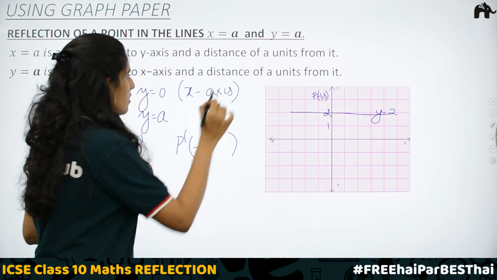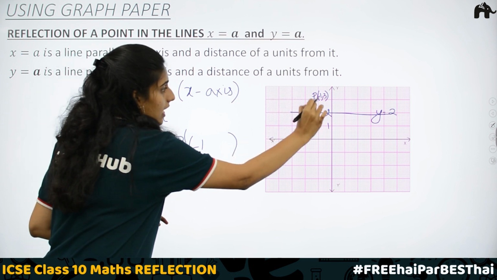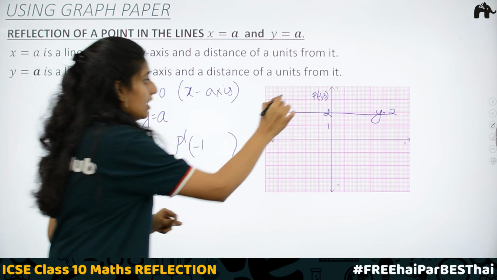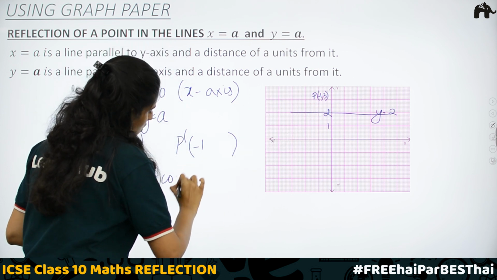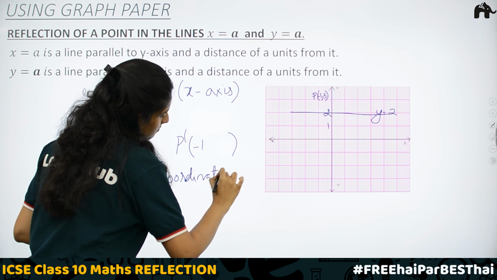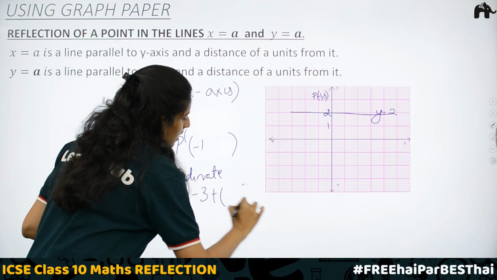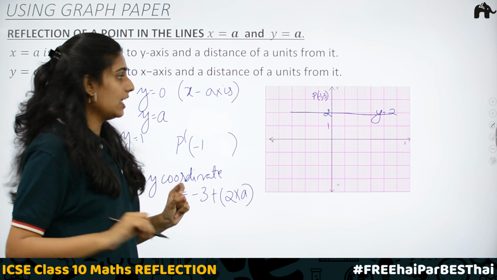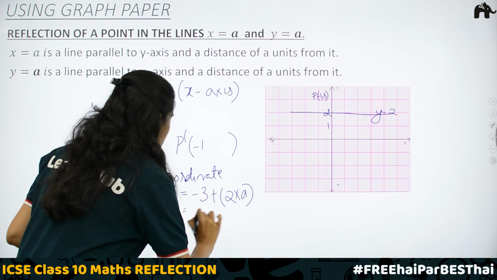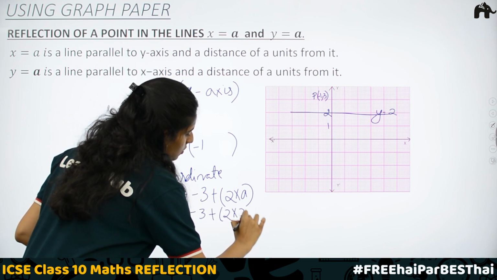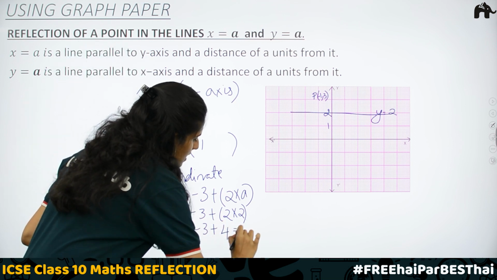Same thing we are going to do for getting x coordinate in the previous diagram. What we have done? Taken the point, take this negative sign of it. That is opposite sign. Here we have 3 as the y coordinate. To get y coordinate of image, take the negative sign. Here we have 3, which means minus 3, plus again 2 into a. What is a? This is y is equal to 2, which means a value is equal to 2. Minus 3 plus 2 into 2, that is equal to minus 3 plus 4, which is 1.